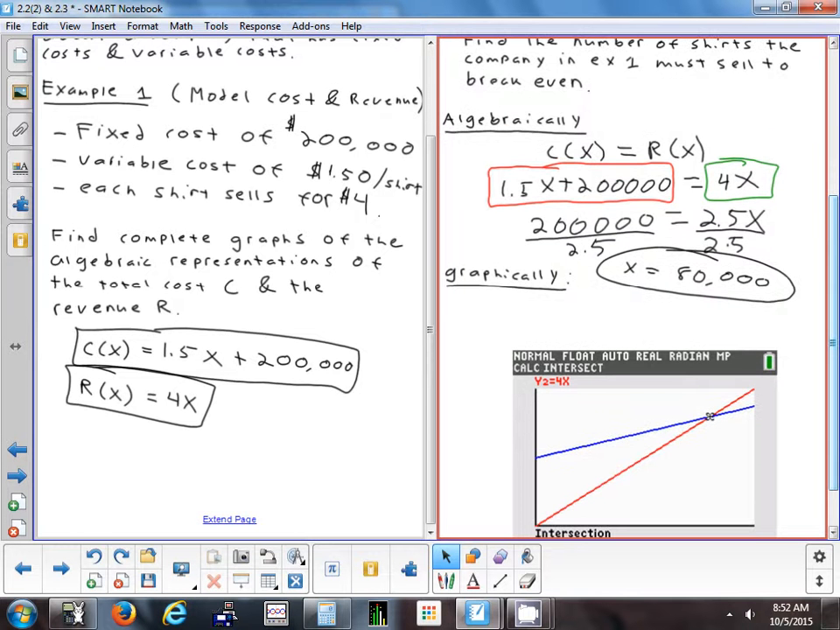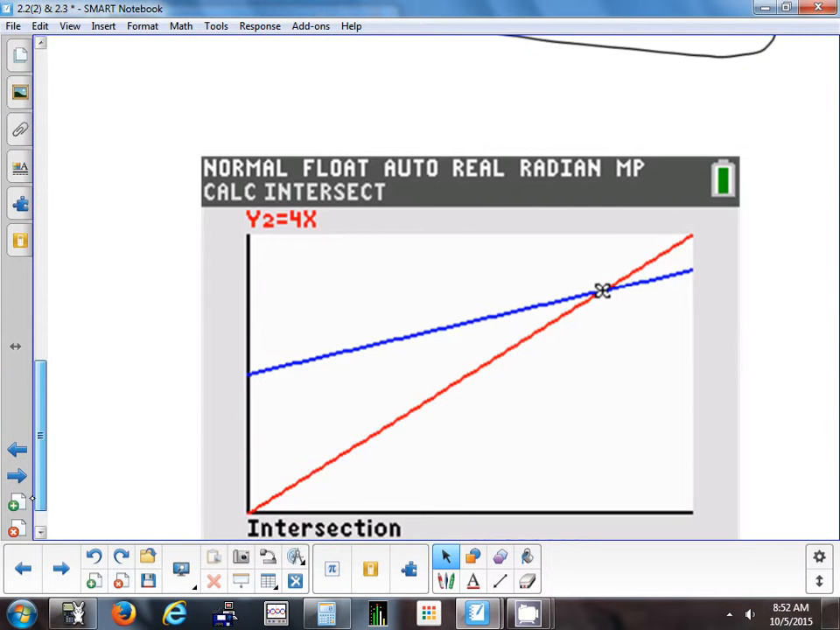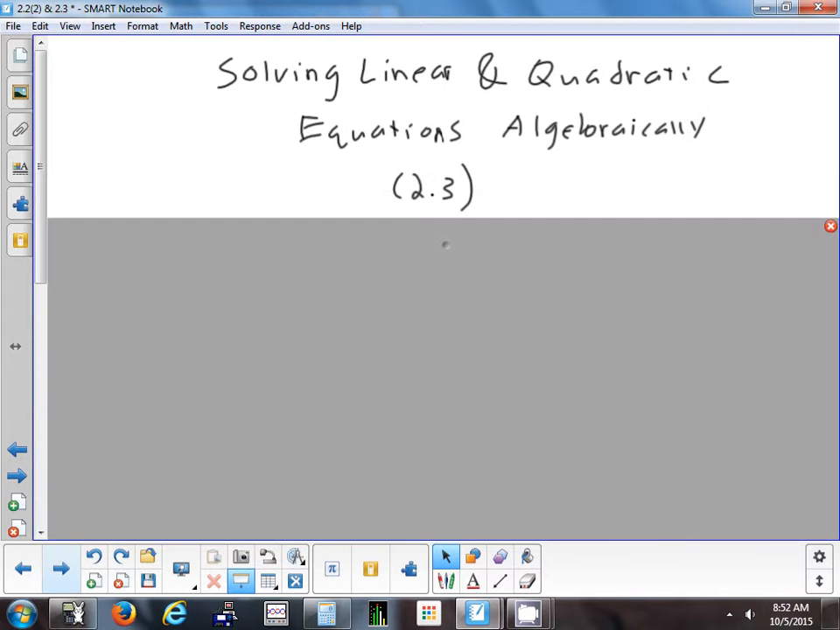Okay, any questions on doing it algebraically or graphically? All right. I think that's it for that section. Okay, so that's 2-2.